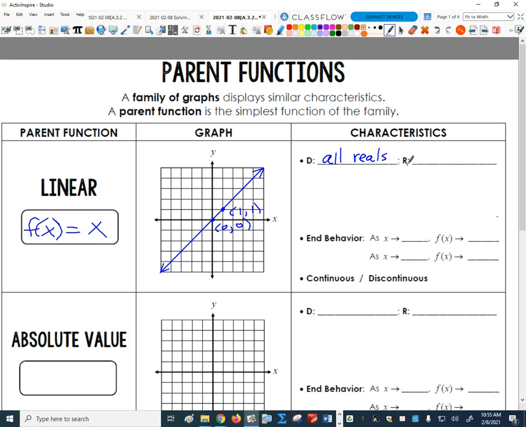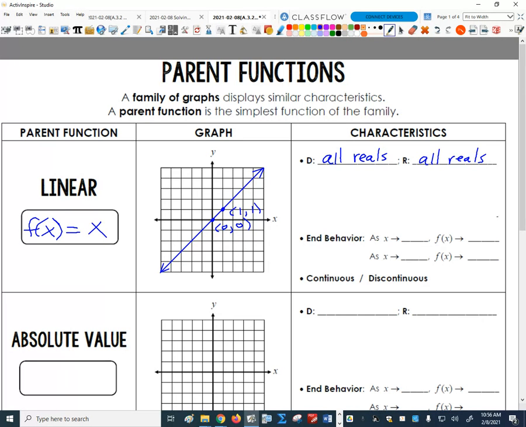What about the range? That's the set of all y values. Is there any y coordinate that the ant couldn't stand on? No. He could stand on any y value he wanted to if he went far enough along this function, right? And so that's also all reals.